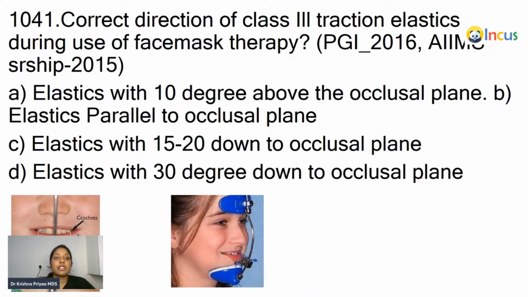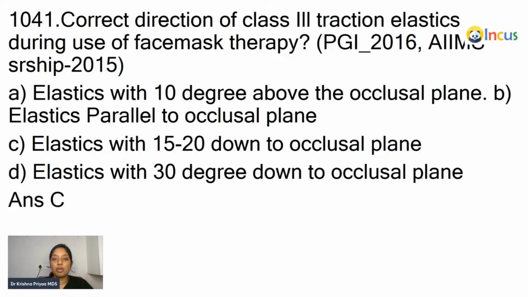Done. The next question. Correct direction of class 3 traction elastics during the use of face mask therapy. As we've mentioned, it is from the hook which is present intraorally to the outside. What we need is a downward and forward maxillary protraction. Elastics with 10 degrees above the occlusal plane, or parallel to the occlusal plane, 15 to 20, or 30 degrees. So what will be the answer we've discussed just now? It is 15 to 20. There are a lot of researches and studies which support this theory.